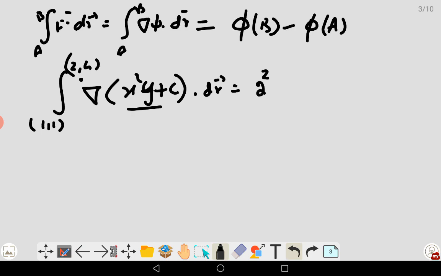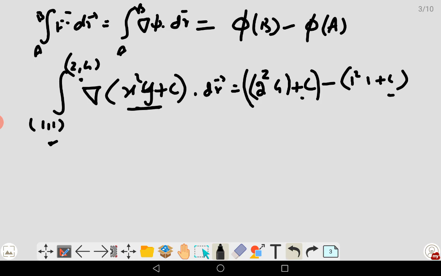So 2 square times 4 plus c, minus this at the lower limit, 1 square times 1 plus c. The c positive and negative will be cancelled. Therefore 4 into 4 is 16, minus 1, 16 minus 1, the answer is 15. The constant c will be cancelled, this is positive c, this will be negative c. The answer is 15.